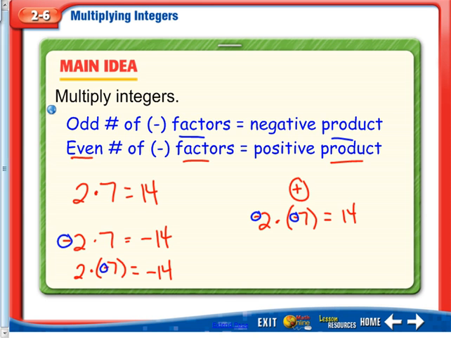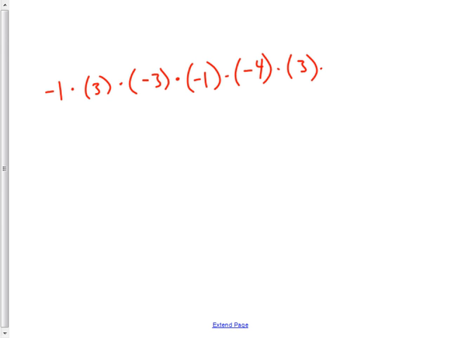So if I were to make a really drastic problem here, and I was going to say, like, negative 1 times 3 times negative 3 times negative 1 times negative 4 times 3 times 2 times negative 1.